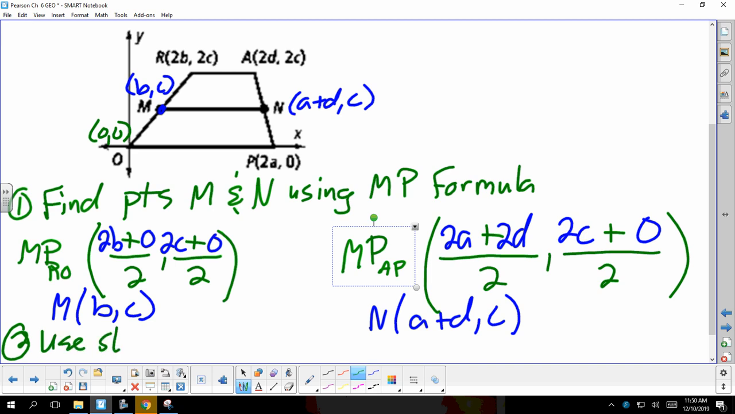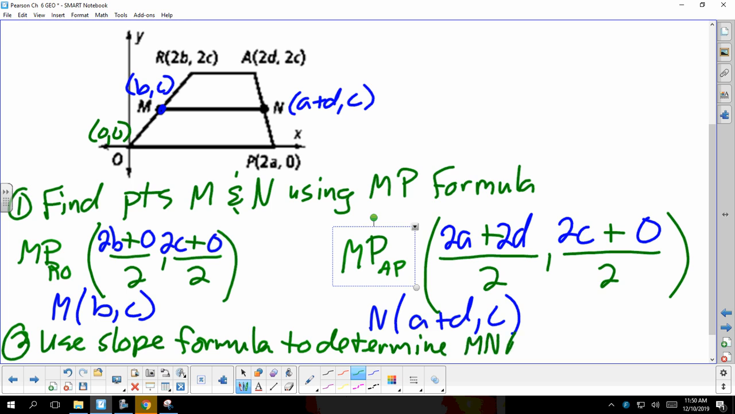Use the slope formula to determine that MN is parallel to OP, and that's parallel to RA. What I'm looking for is that they all have the same slope. Then I can verify that they're parallel.